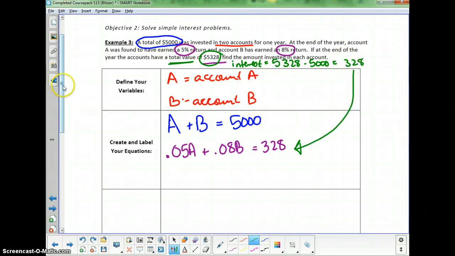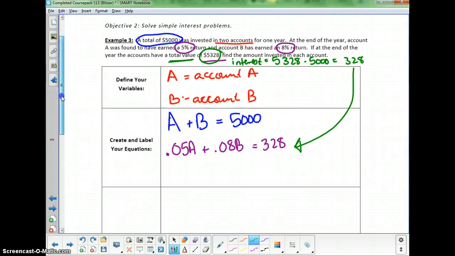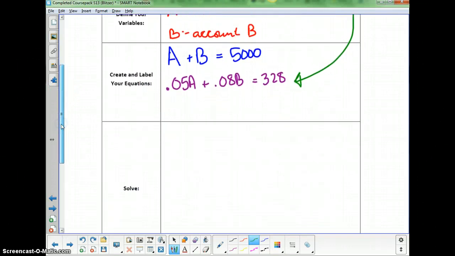Okay, so now I've got my two equations written. One of them is the total value equation, the other one's the interest equation. Now, let's solve this system by elimination, or the addition method, on this one. I'm going to start with multiplying the top equation by something so that I can get one of these to eliminate. I'm going to choose the top equation since its coefficients are 1, and I can multiply by 0.05 or 0.08 to get these all to be 0.05s or all 0.08s.